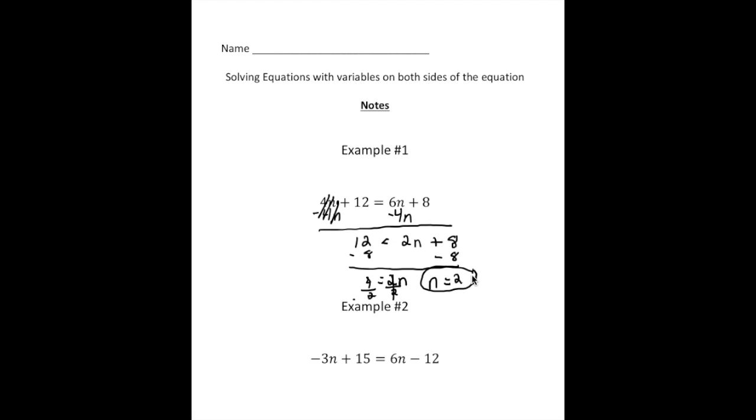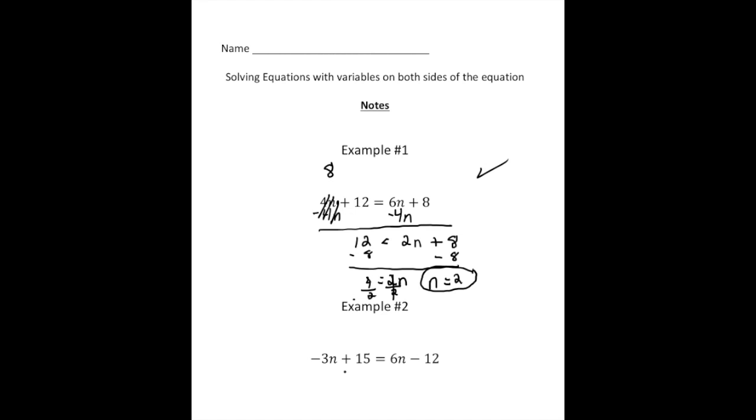And again, one nice thing about this is we can take that 2 and plug it back into the original. So 4 times 2, that is going to be 8. And 8 plus 12 is 20, right? So if I plug in 2 here, 6 times 2 is 12, plus 8 is 20. So we know it's right. All right, let's try this next one.